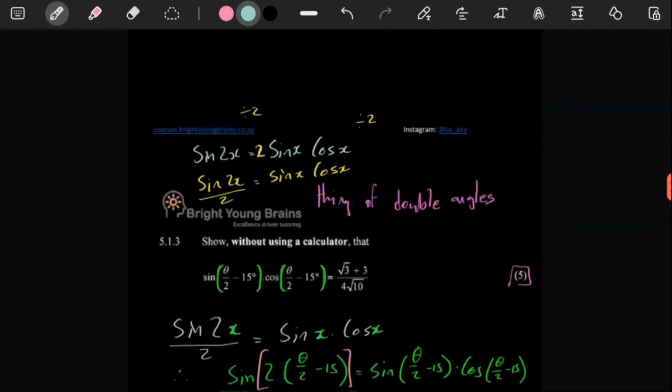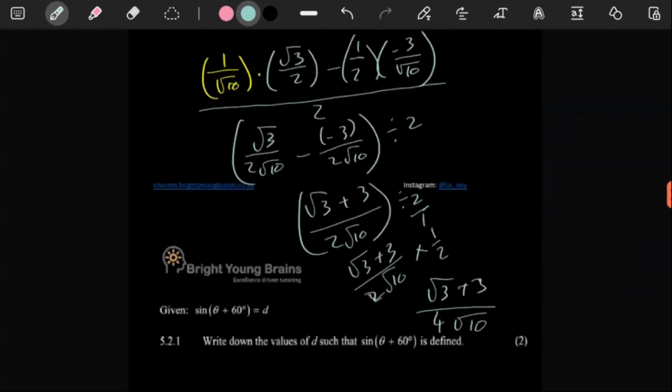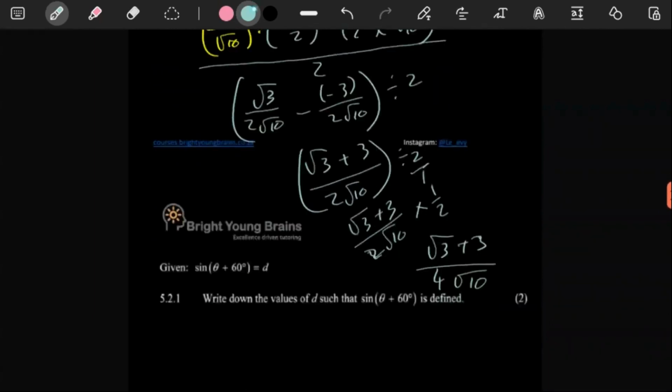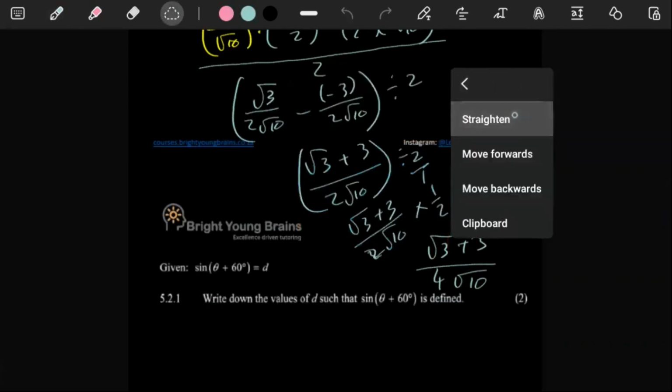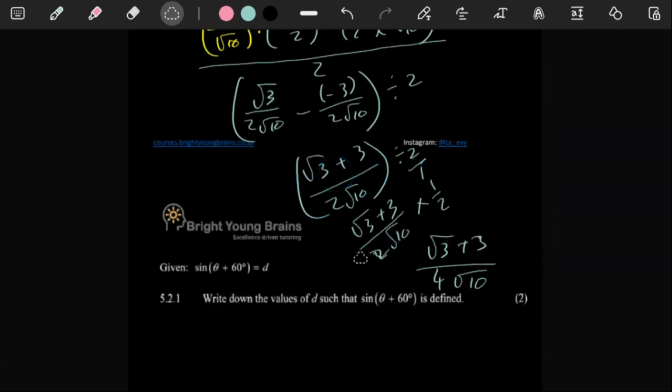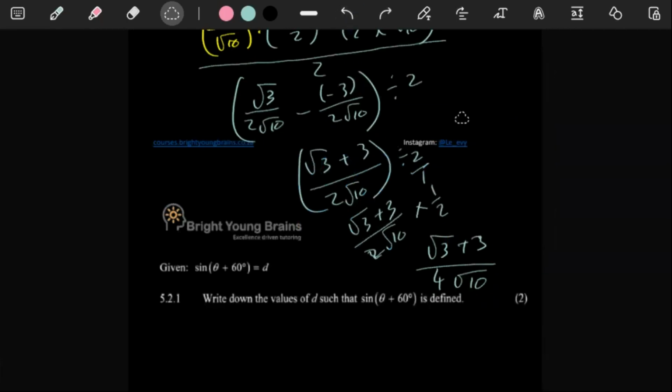Is that what we have here? Nice. Let me just try and straighten this thing here because it's beyond repair, this one. It is what it is, but you can easily see what is going on here.